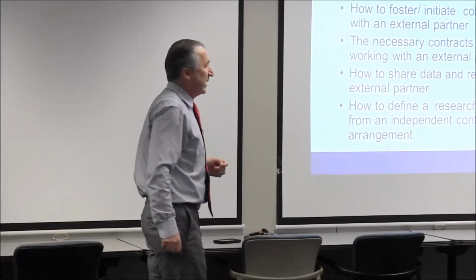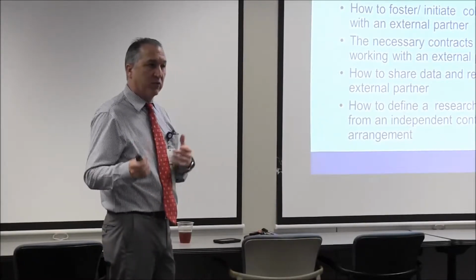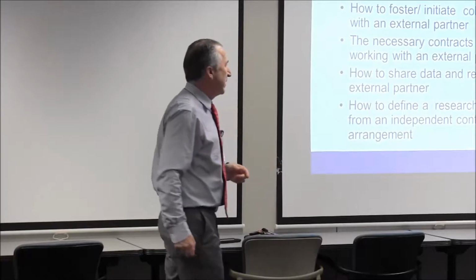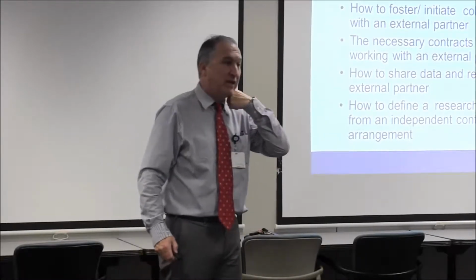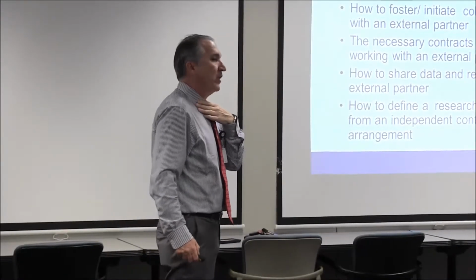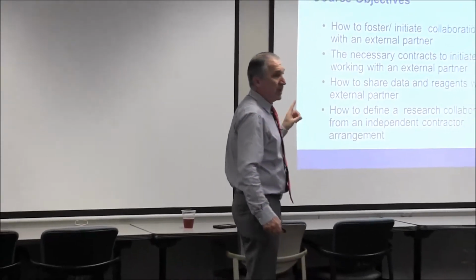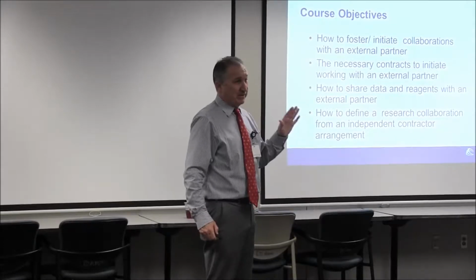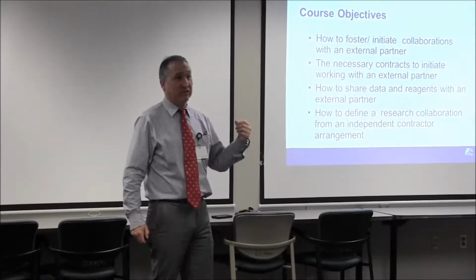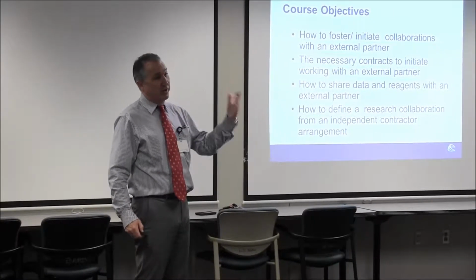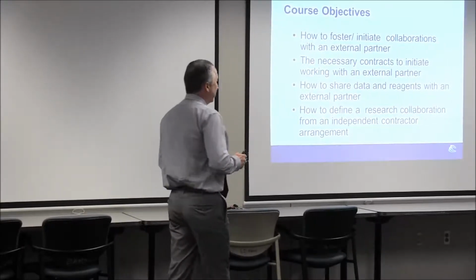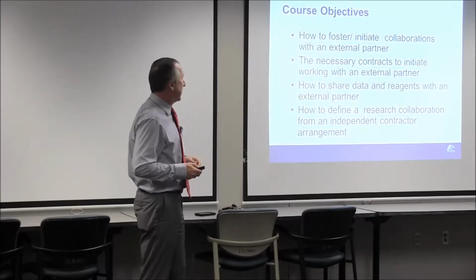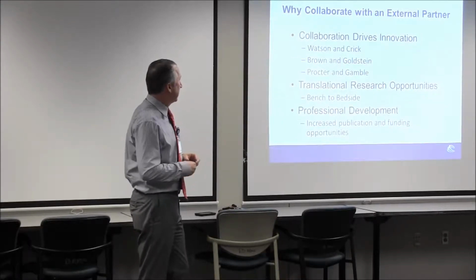How to share data and reagents with an external partner, because sometimes you might really just be sharing a reagent. And how to define a research collaboration from an independent contractor arrangement. Because one of the main things that can happen is if you have a collaborator and you send them an independent contractor agreement, the first thing they're going to do is get highly mad, because an independent contractor agreement restricts their ability to patent and publish. So you have to really be careful. And that's the decision we usually make, whether you're collaborating with somebody or using them as a contractor. So I'll talk a little bit more about that.